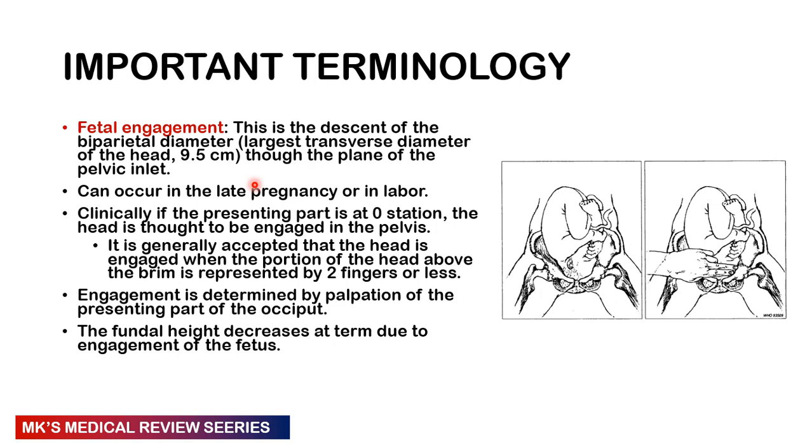So generally, if we do an abdominal examination, it's the head, or the portion of the presenting part, that leaves only about 2 finger breadths or less above the pelvic brim. As you can see, you're placing your fingers here and seeing that the space between the pelvic brim and the presenting part is only 2 finger breadths. So this head is actually engaged. So remember that engagement is determined by palpation of the presenting part, the occiput, and of course the fundal height decreases at term due to engagement of the fetus.